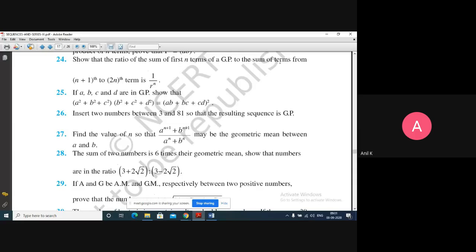The sum of the terms from n plus 2 to nth term is 1 upon r to the power of n. That is the question I gave. I said try at home. Anyone got the answer for this one?